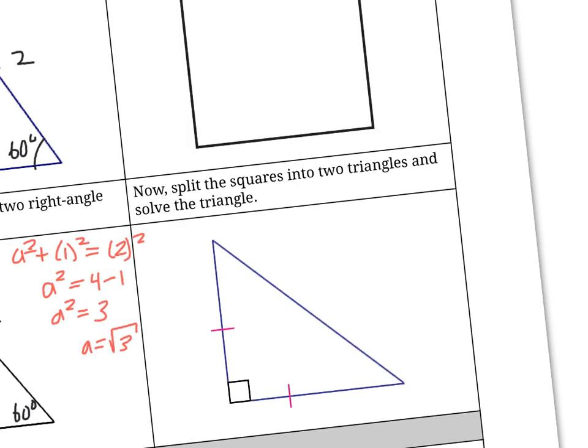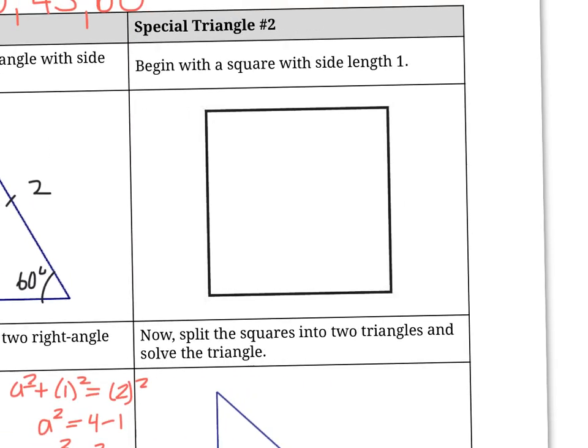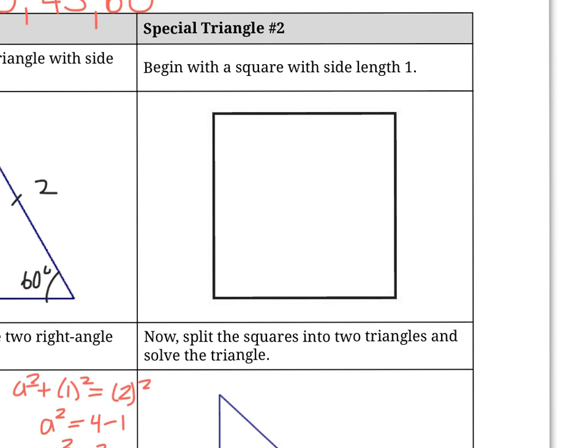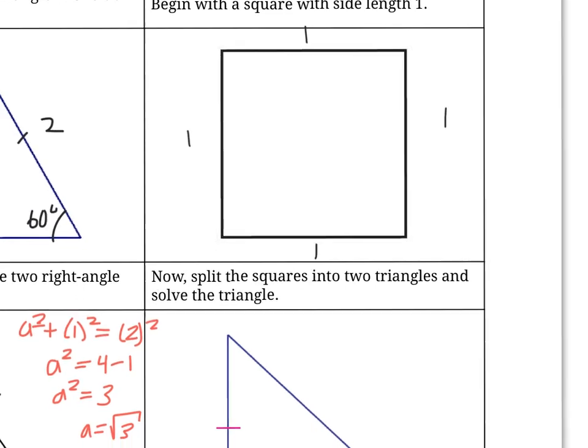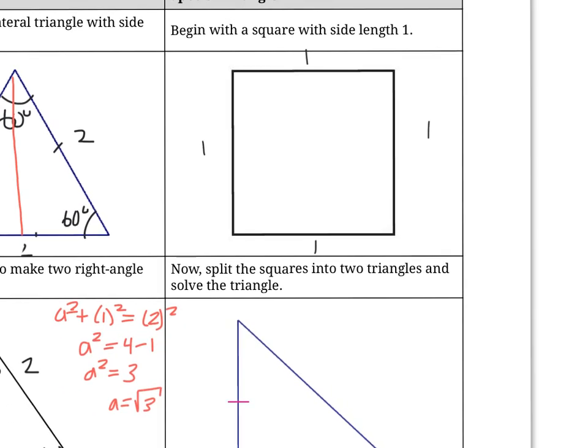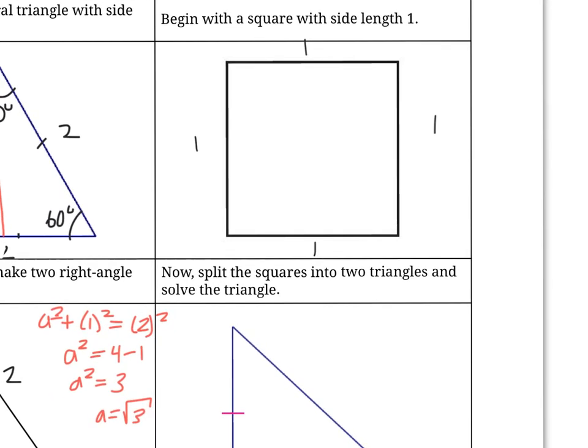So we're going to start off with an entirely different shape. We're going to start off with a square with side length 1. So let's label this. So this is a square with side length 1. We are going to write this is 1, this is 1, this is 1, this is 1. And now it says split the square into 2 triangles and solve the triangle. So split the square into 2 triangles.